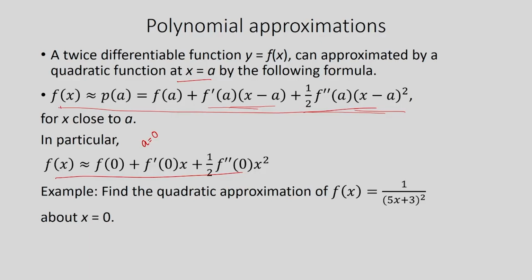Okay, here is an example. Find the quadratic expression of f x. f x is given by this about x is equal to 0. So, as you can see, this f x is kind of a complicated function because the power of 5x plus 3 is minus 2, right. So, we have to make this a quadratic function of x.